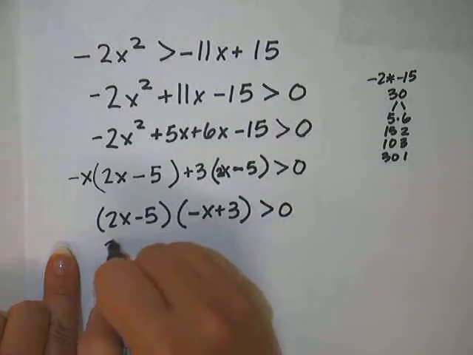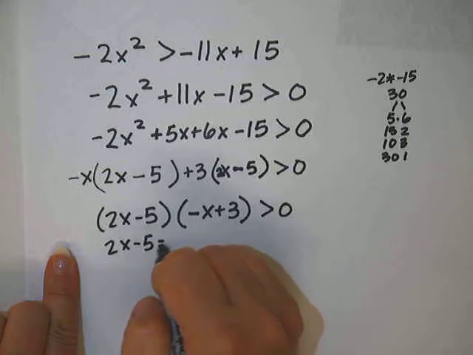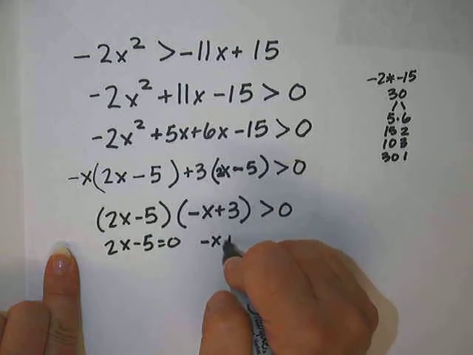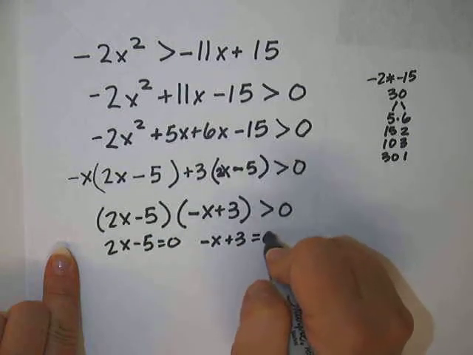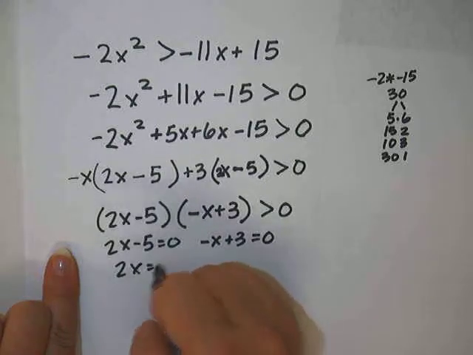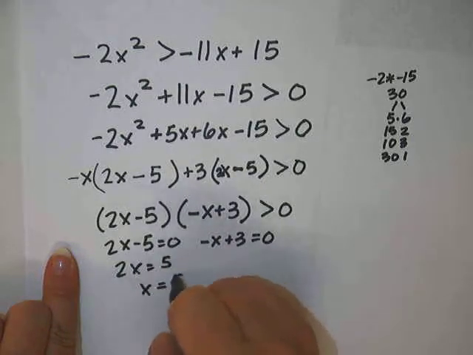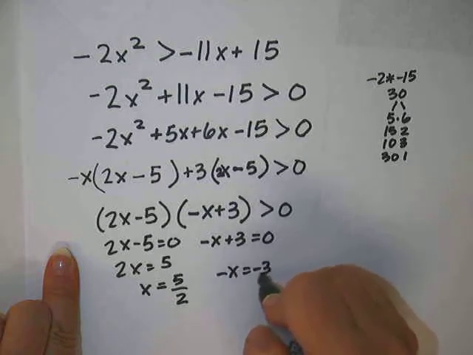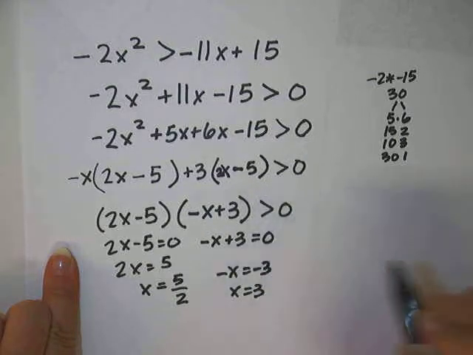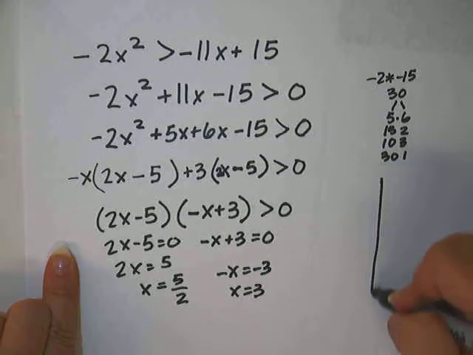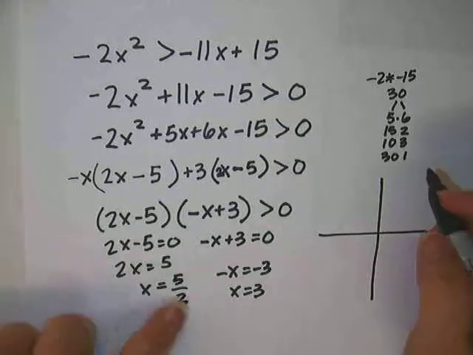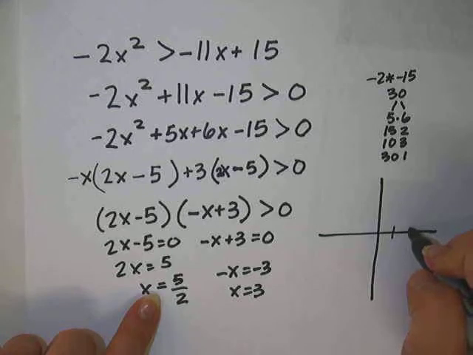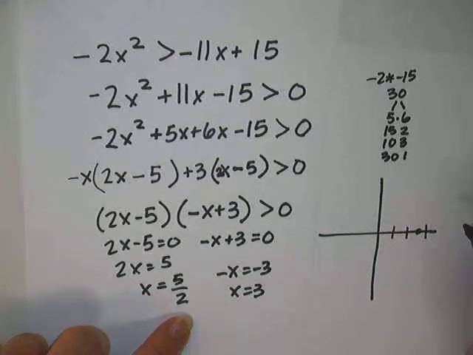So now we can take this factor out of the whole thing. So 2x minus 5 and negative x plus 3. Now we take each of those individual factors equal to 0 to find our critical values, or our x-intercepts where y actually equals 0. So 2x equals 5, or x equals 5 over 2. And then negative x equals negative 3, so x will equal 3.